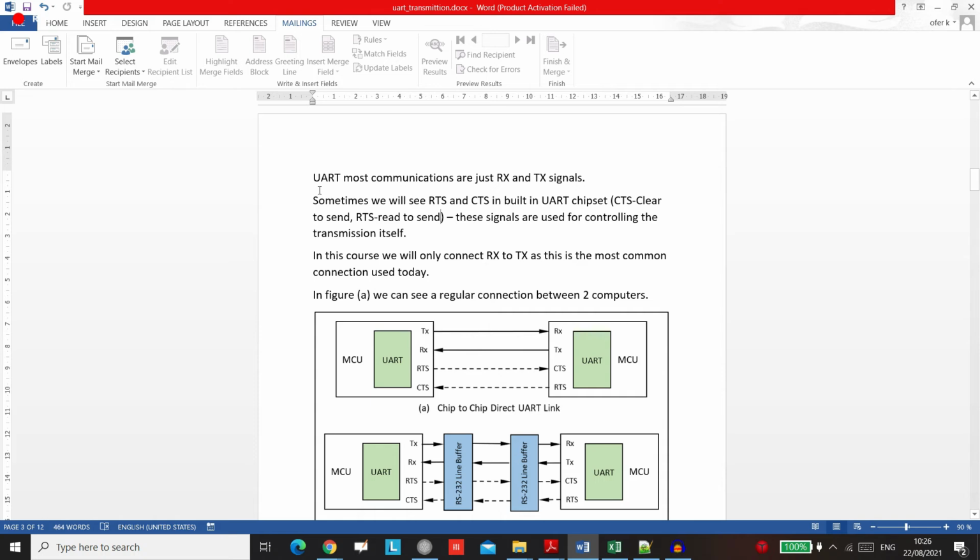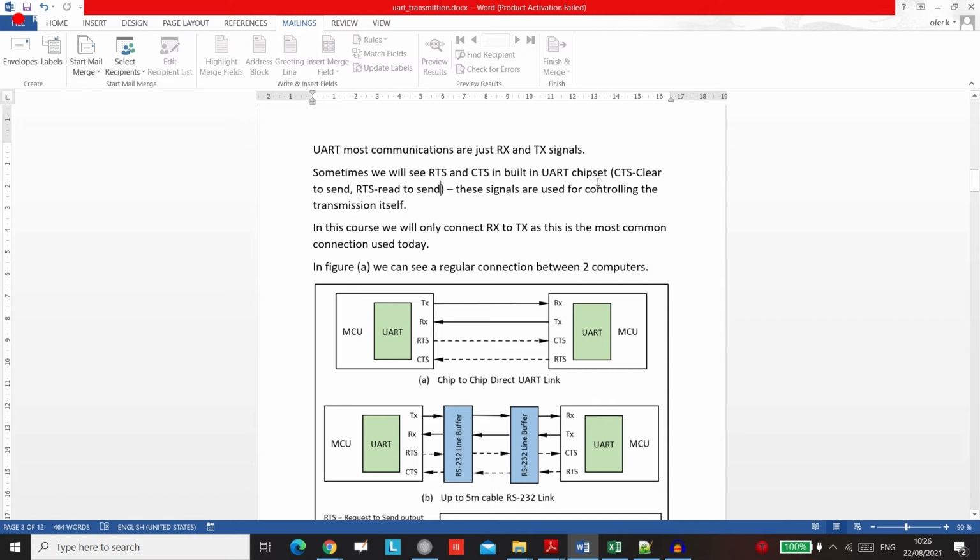Now, most UART communication just uses the RX and TX signals. Sometimes we will see RTS and CTS built into the UART chipset. CTS means clear to send, and RTS means ready to send. These signals are used for controlling the transmission itself.